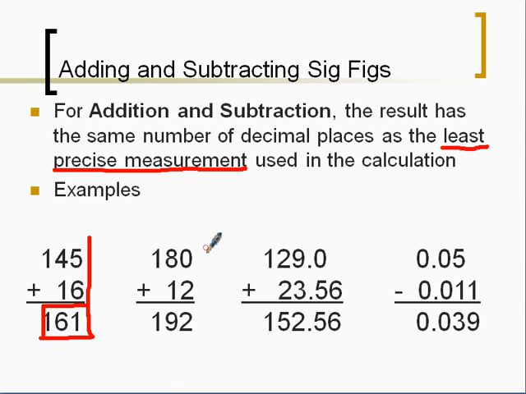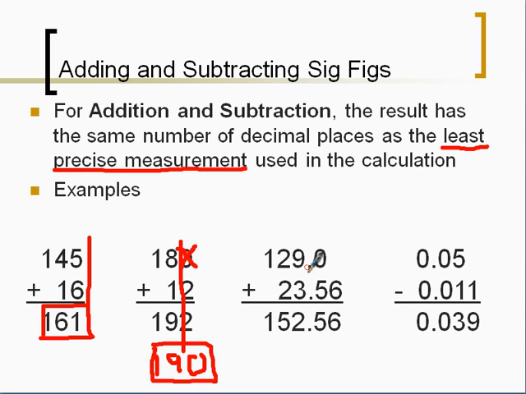For the second example, it gets a little tricky. The 180 only has 2 sig figs. This 0 is not significant because there's no decimal point. If there was a decimal point, it would be significant, but it's not. The 12 is significant, so it's got 1, 2. So when you add these two numbers up, it's only going to go as far as this when you line them up and add them. The answer is not going to be 192, you're basically going to round it to just 190. That would be your answer for this problem. It seems kind of weird, but it has to do with that 0 not being significant.